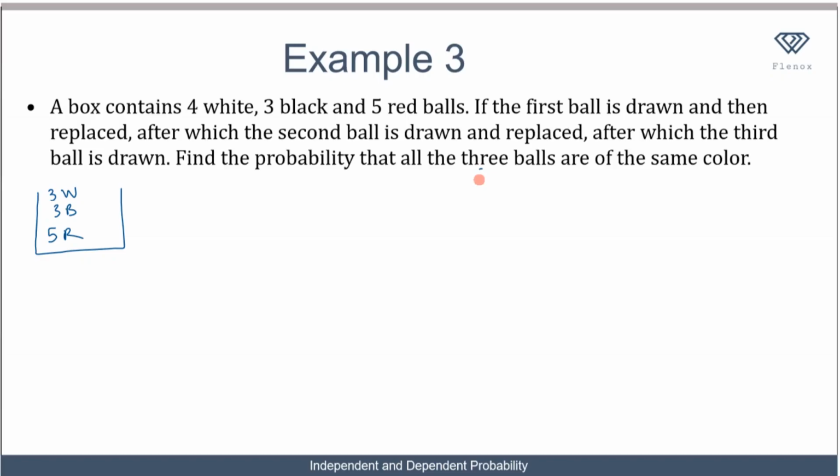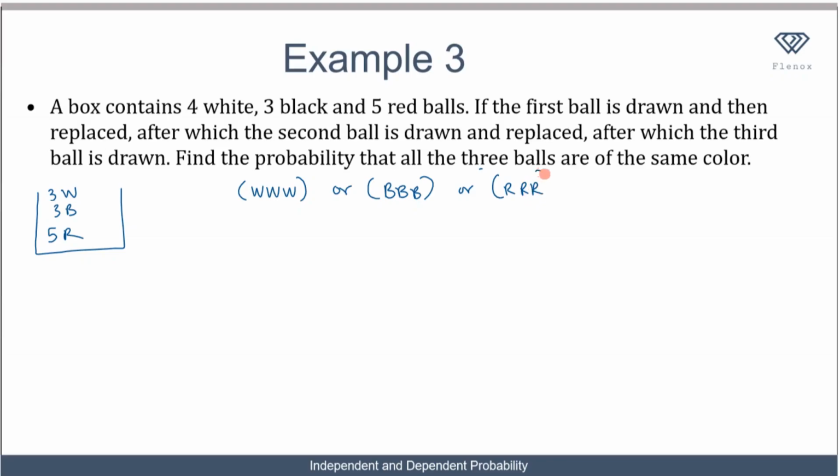So what am I trying to do here? I'm trying to draw out 3 balls and find out the probability that all 3 of them are the same color. Now for the 3 balls to be the same color, this is where we have to apply the addition and the product rule, and I will explain what I mean. For us to have 3 balls of the same color, there are 3 possibilities. It's either I have 3 white balls, or I have 3 black balls, or I have 3 red balls.